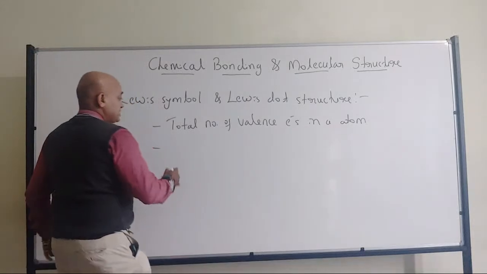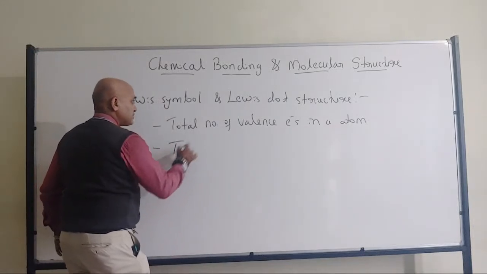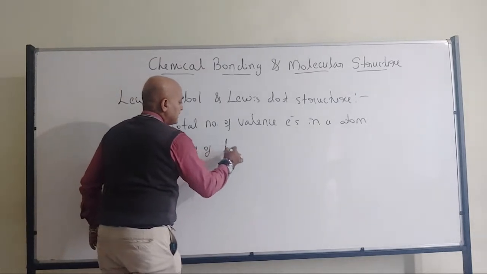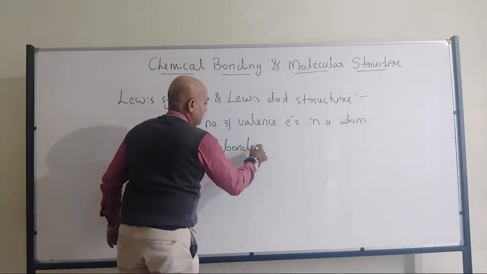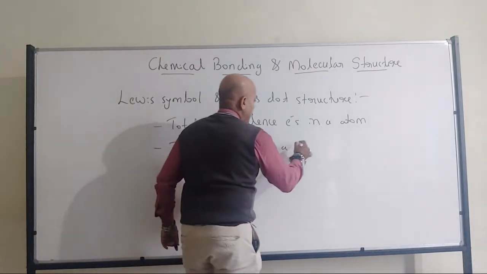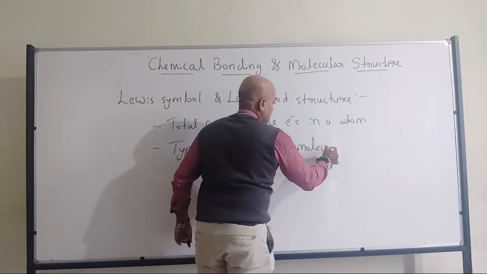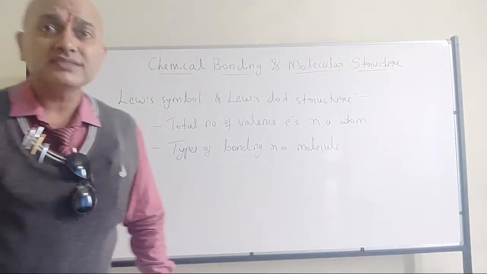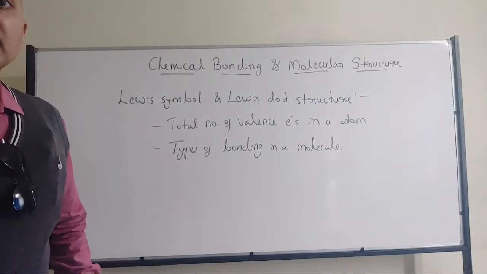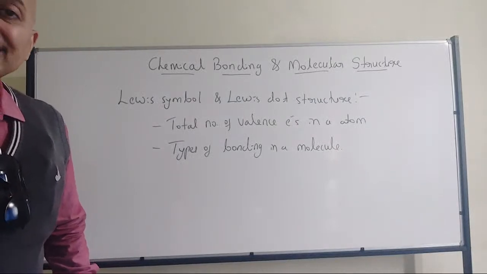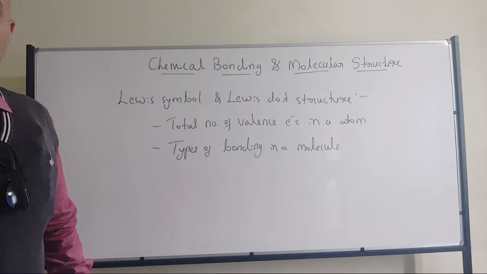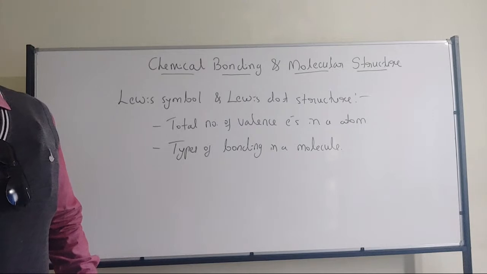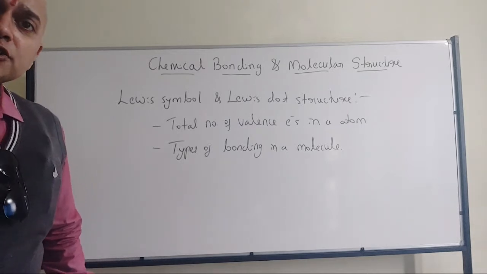So what is the next one? The next one is especially with respect to the Lewis dot structure: types of bonding in a molecule. Types of bonding in the sense of whether it is single, double, or triple. That is the information we get from the Lewis dot structure. All of you have understood?